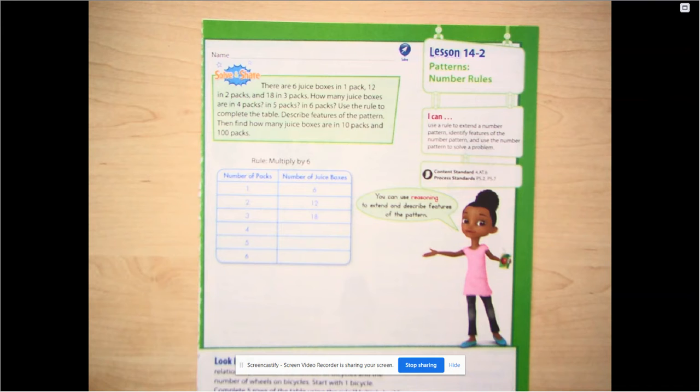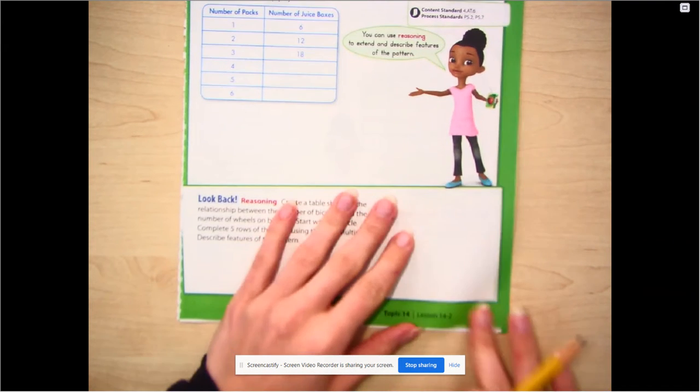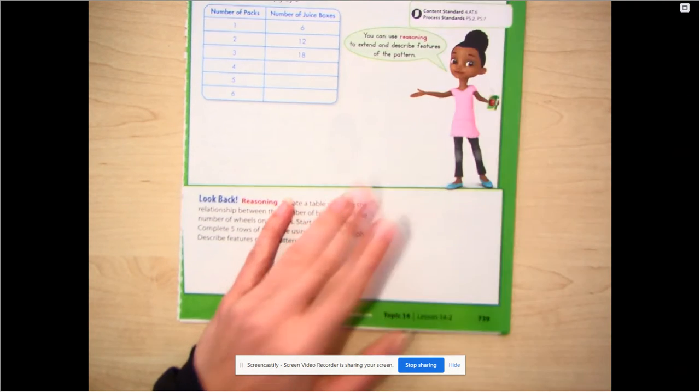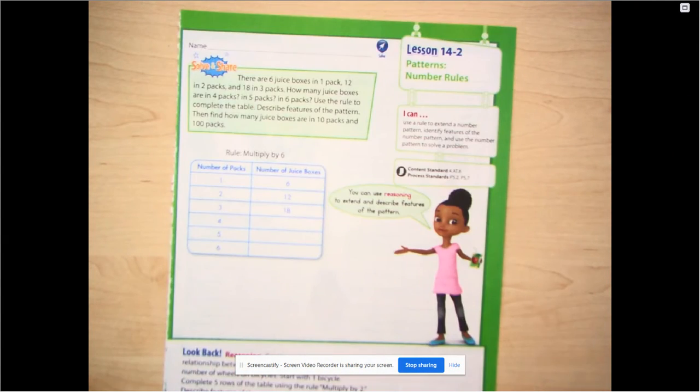You need to rip out the following pages from your workbook: 739, 741, and 743. Pause the video and rip those out. Once you've got them, you can come back to me.